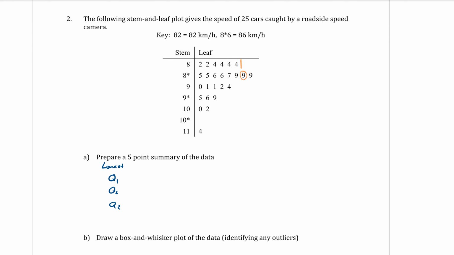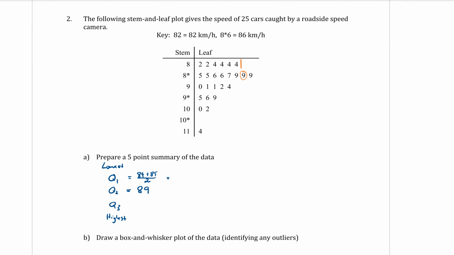Okay, the Q2 I already worked out was 89. And I'm currently working out my Q1, which is between the 84 and the 85. So I average them, divide it by 2. So that's going to be 84.5.